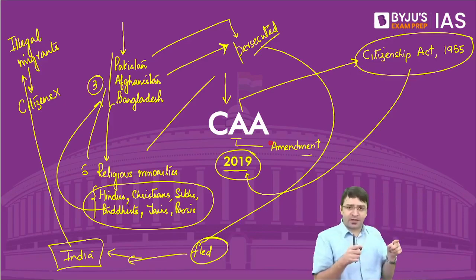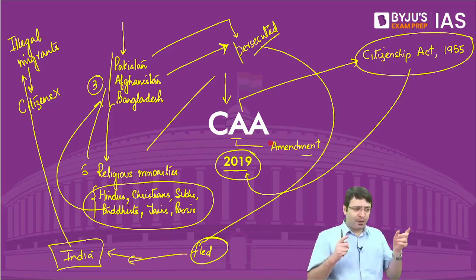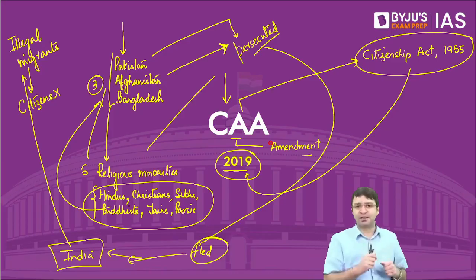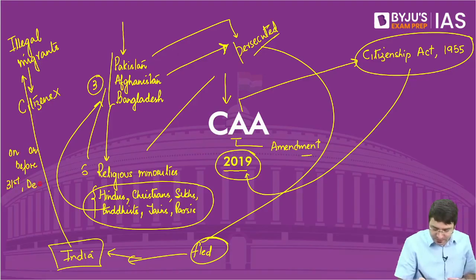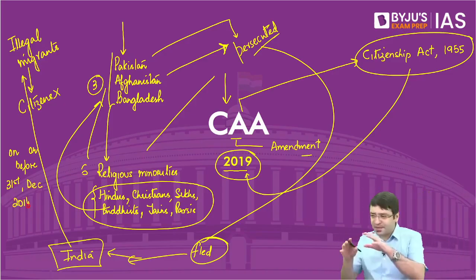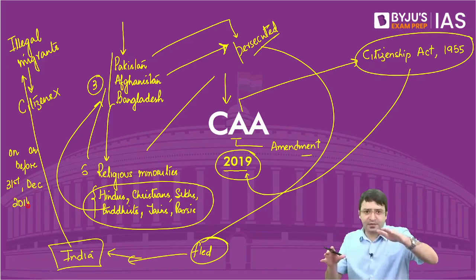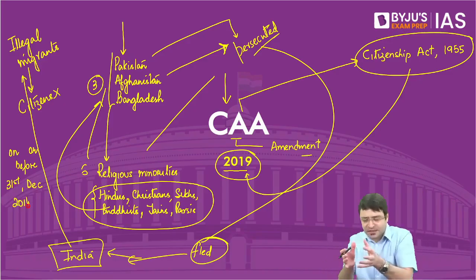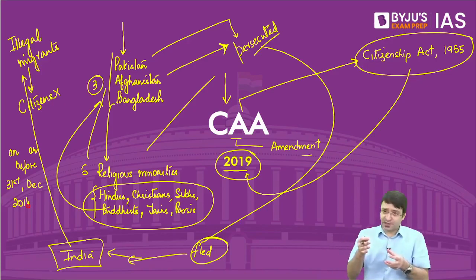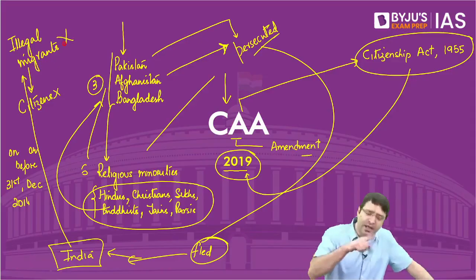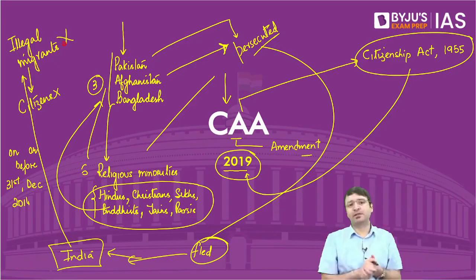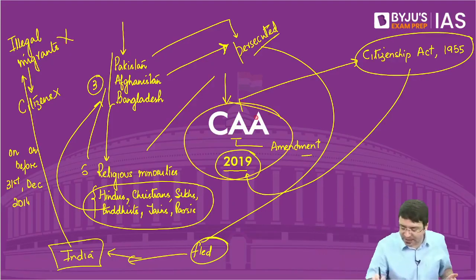All the 6 religious minorities from Pakistan, Afghanistan, Bangladesh, belonging to Hindus, Christians, Sikhs, Buddhists, Jains, and Parsis, if they have come to India on or before 31st December 2014, if these 6 religious minorities from Pakistan, Afghanistan, Bangladesh, if they have fled these countries and have come to India, when? On 31st December 2014 or before 31st December 2014, they will not be deemed as illegal migrants. That means although they are illegal migrants, but they will not be deemed as illegal migrants. When they are not deemed as illegal migrants, that means they are eligible for citizenship.